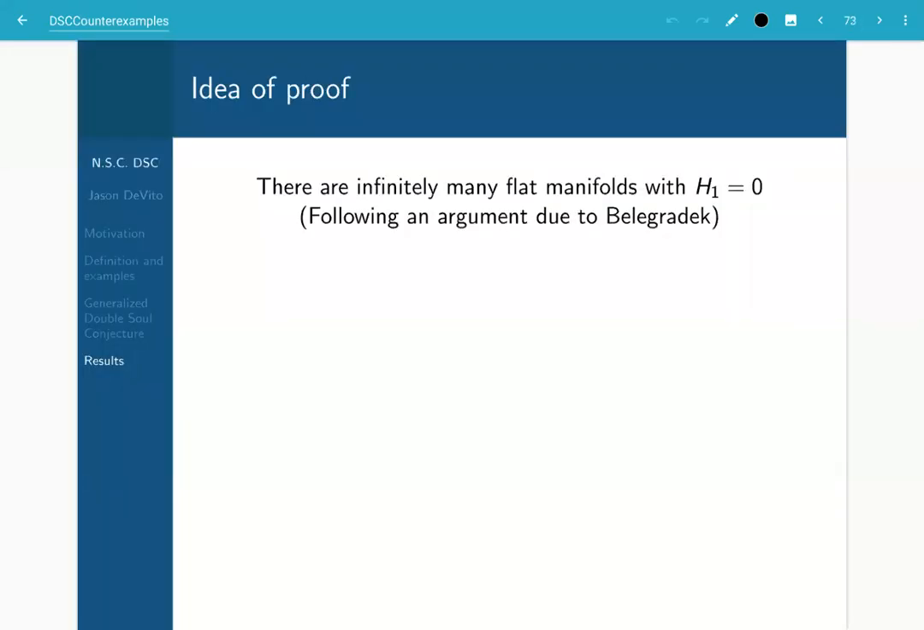And the way we're going to find these is, I searched on Math Overflow and found a nice argument due to Igor Belegradek, and we're going to follow that. We're going to put together some big theorems from various sources and create these examples.